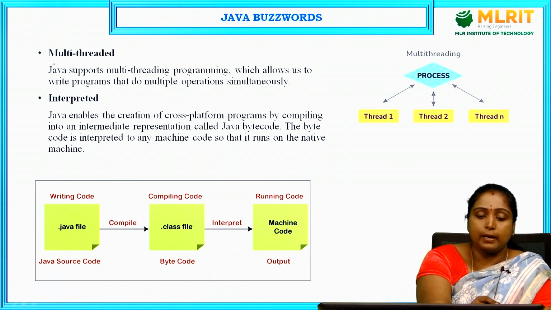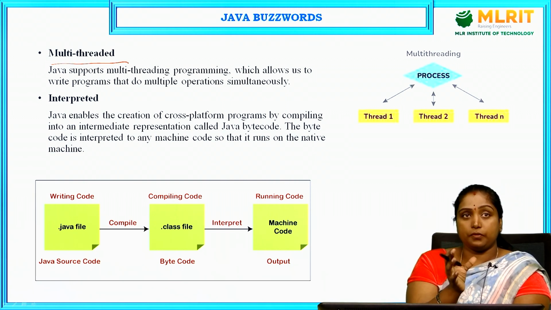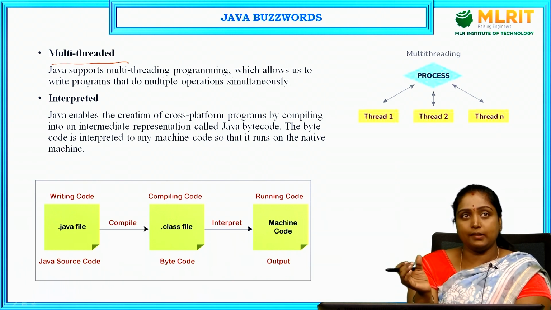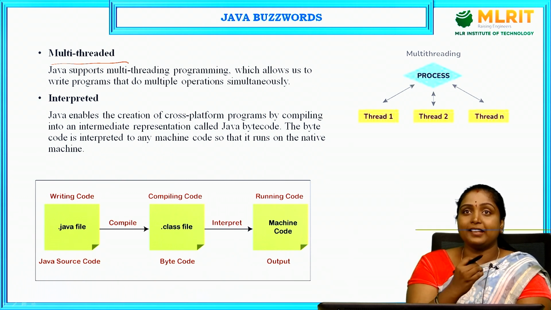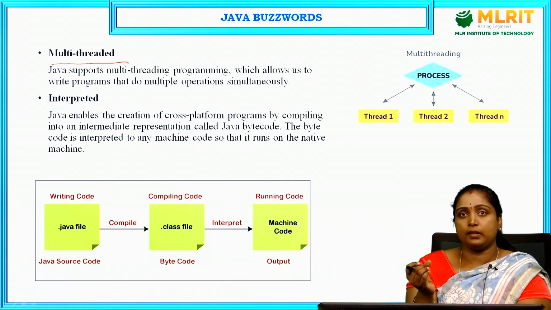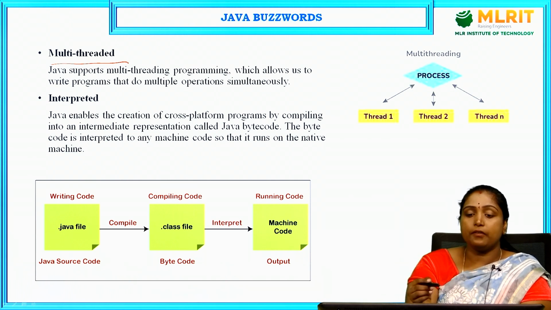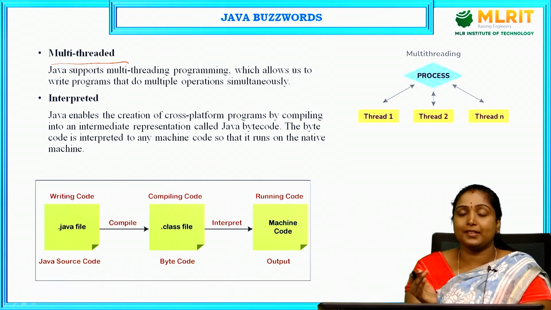Multi-threaded. What is multi-threaded? If n number of processes run in a CPU, it is called multiprocessing. If one process consists of n number of threads executing simultaneously, that is called multi-threading. So Java allows us to write programs that do multiple operations simultaneously.